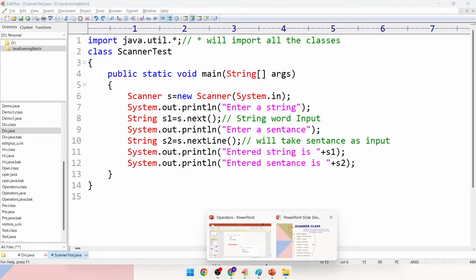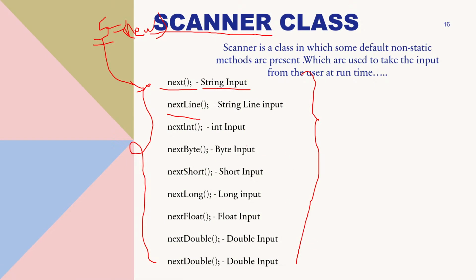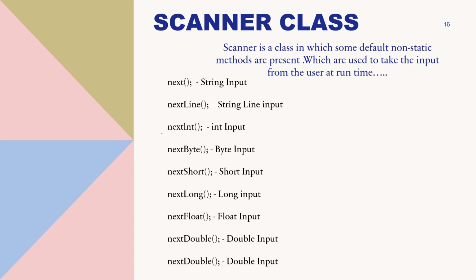And like this we have some other methods guys. Please observe clearly. I will tell you all the methods guys. Wait, I will tell you again all the methods. Before writing in a program, let's understand which method will take which type of input, okay? See guys, the next method will take string word input, okay?